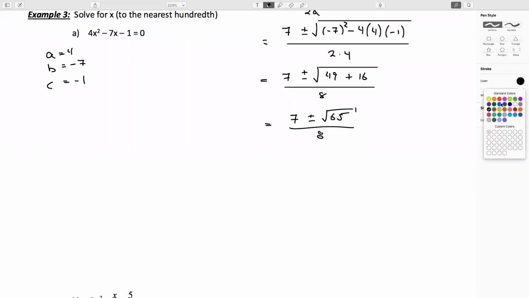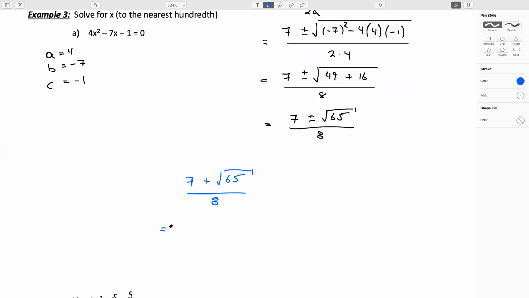So in one situation, we're going to have 7 plus root 65 all over 8. That is going to get us, let's see, 7 plus the square root of 65. That's going to get us 1.88. In the other instance, we have to do our subtraction, so 7 minus root 65 over 8. So if we do the subtraction, 7 minus root 65, and divide it by 8, we get negative 0.13.